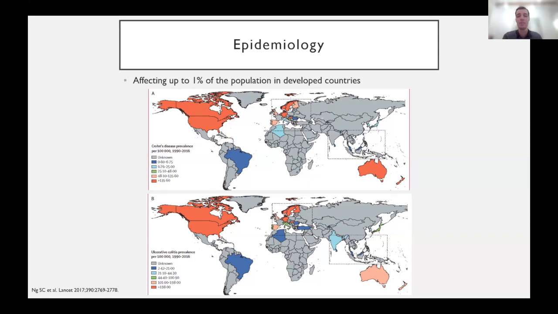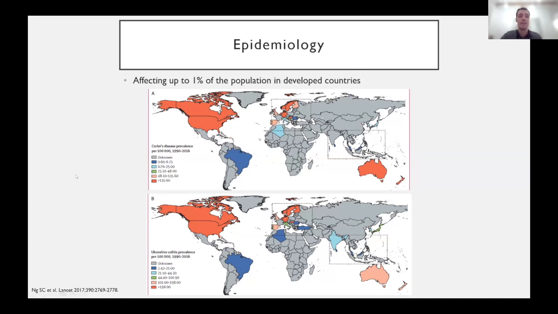We can see on the top panel for Crohn's disease, the redder nations are further to the north, what we tend to call developed countries, while nations in South America and Africa, acknowledging relative scarcity of data for those countries, have a lower prevalence of inflammatory bowel diseases. The same trends can also be observed on the lower panel, where the situation is depicted for ulcerative colitis.